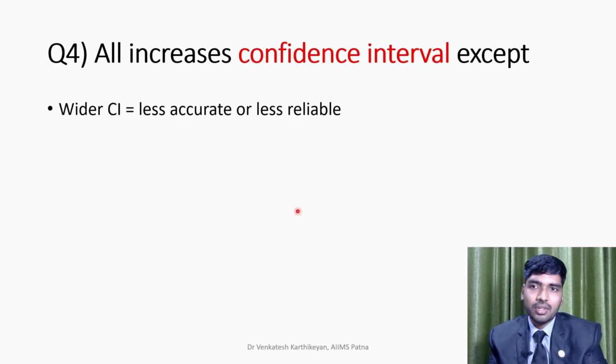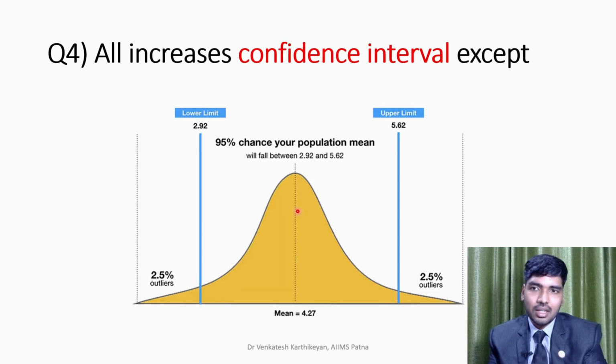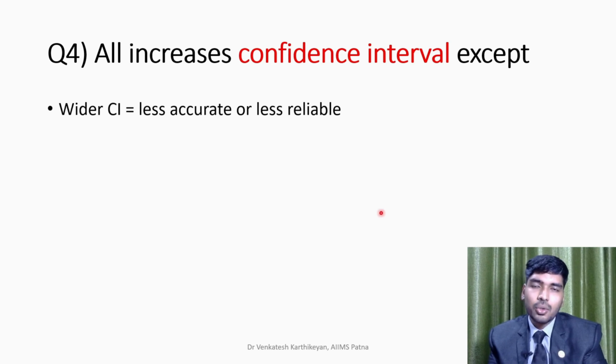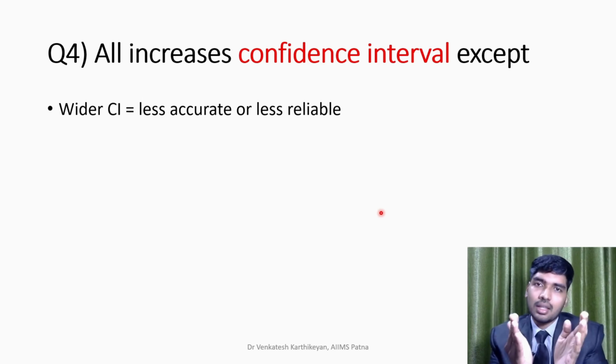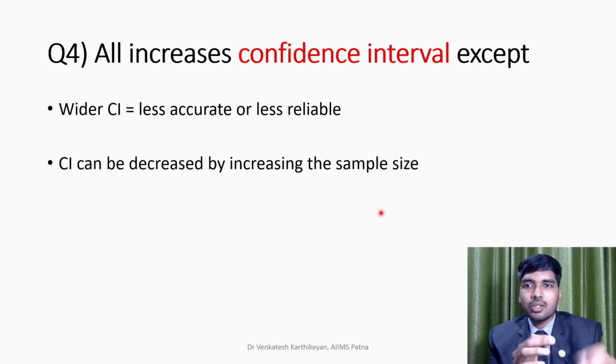So if this confidence interval is wider, then it means we are not so confident, we are less accurate. So the wider the confidence interval, the less accurate or less reliable. Whereas if it is narrow, for example, if I'm saying my confidence interval is 69 to 71, then I'm more specific, more accurate. So the narrower the confidence interval, the more accurate and more reliable my value is. So confidence interval can be decreased by increasing the sample size.